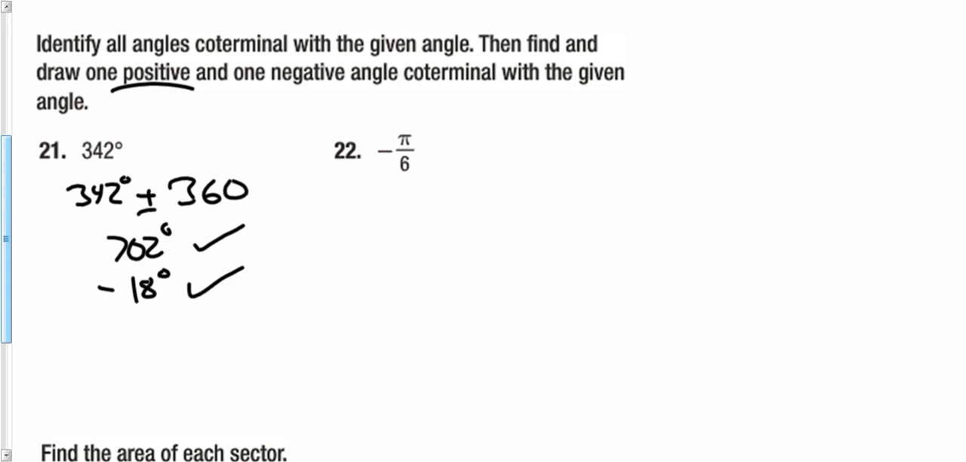For the second problem, number 22, we're going to do the same thing, only we're going to add or subtract 2 pi because this is in radians. When I do that, if I add 2 pi, I get 11 pi over 6. If I subtract 2 pi, I get negative 13 pi over 6, both of which are my positive and negative coterminal angles.